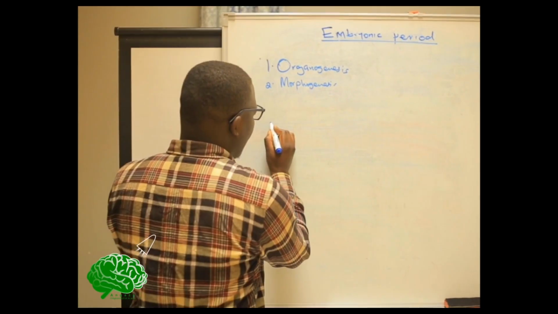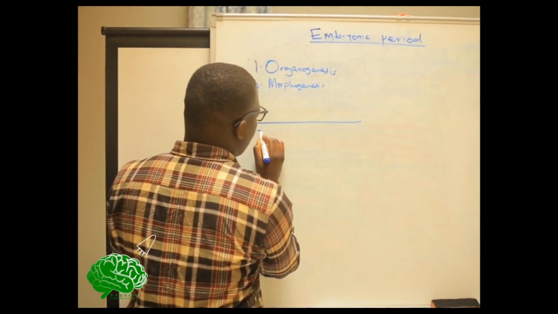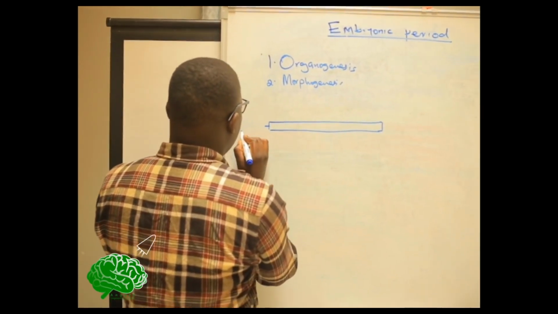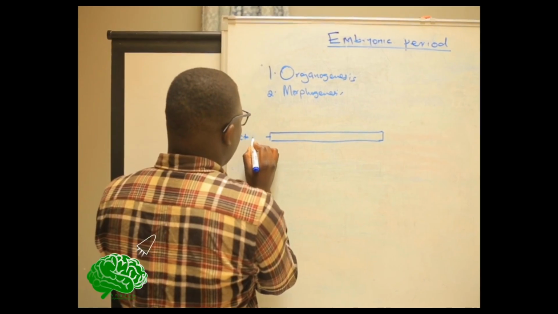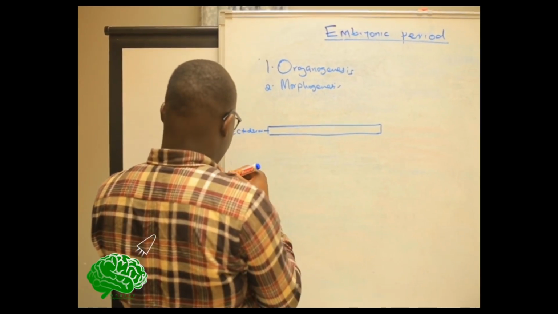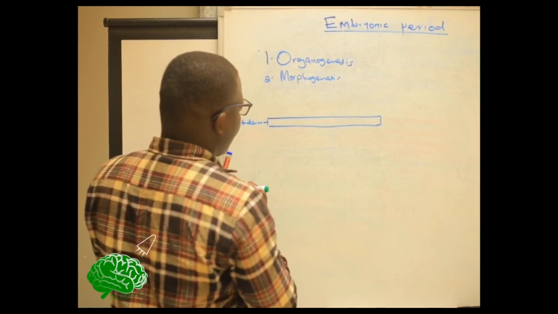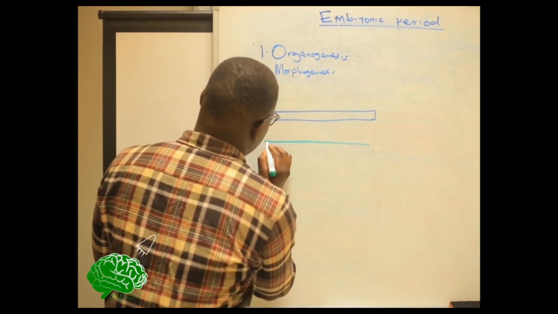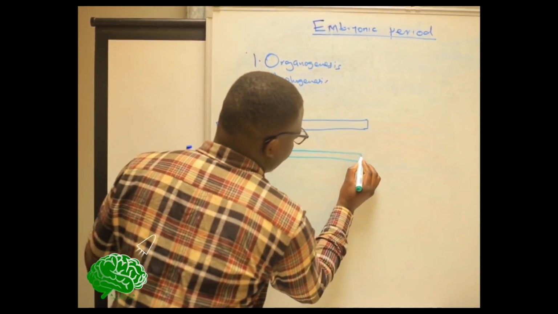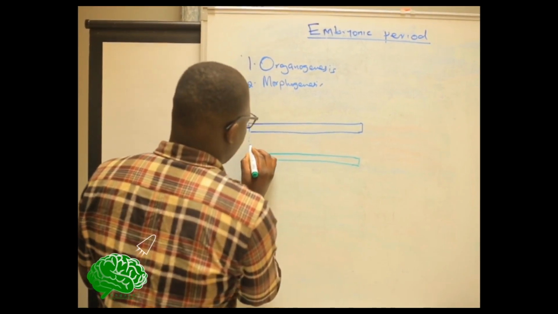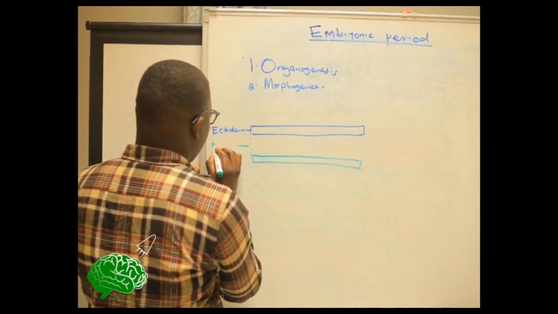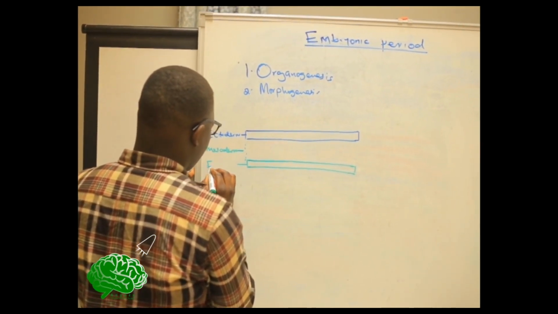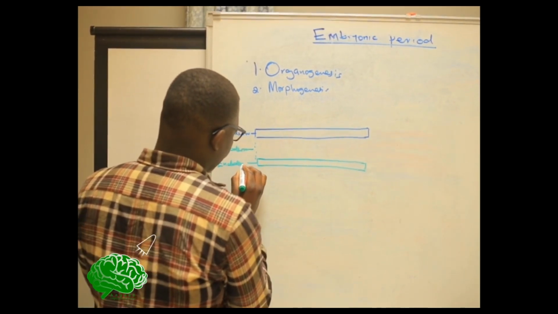So when we draw our structure of the three germ layers, we shall start with the uppermost layer, which is the ectoderm or ectodermal layer. This is the ectoderm. Then the second layer is the mesoderm, and the innermost is the endoderm. So we have here, the middle here is the mesoderm, and then lastly here is the endoderm.